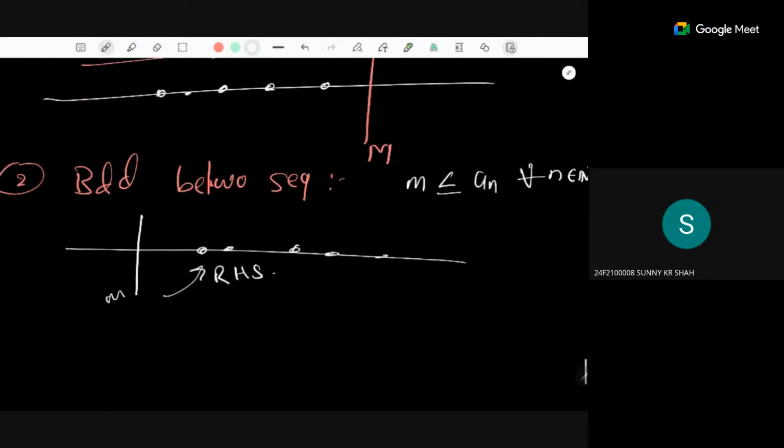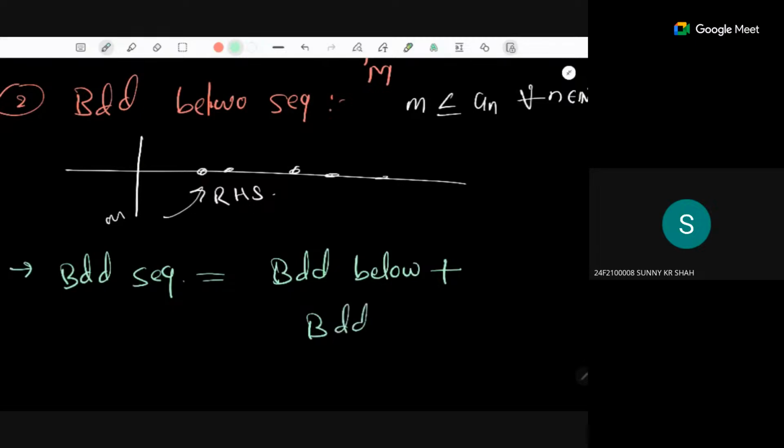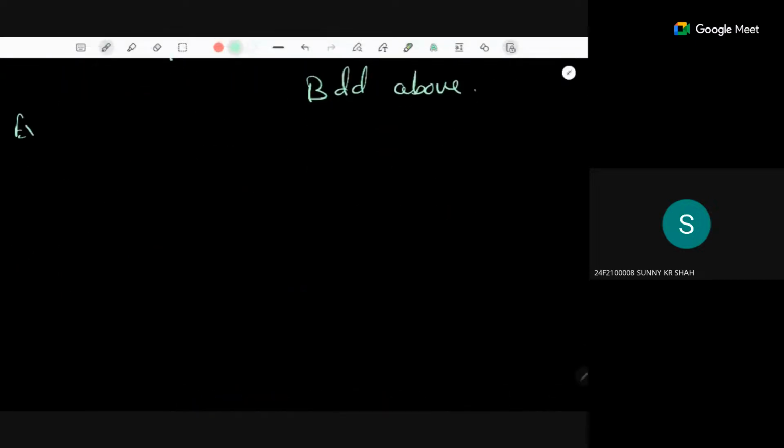See, I'll take the example. Now, what does a bounded sequence mean? Bounded sequence means it should be bounded below as well as bounded above. It is bounded below plus bounded above. Those are known as bounded sequences. Okay. So, for example, I'll take the same example. Suppose I take an is equal to 1 by n.